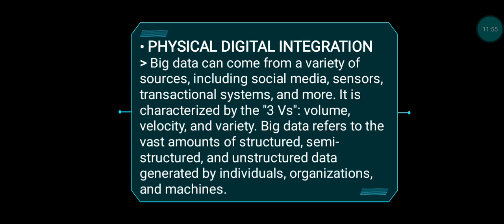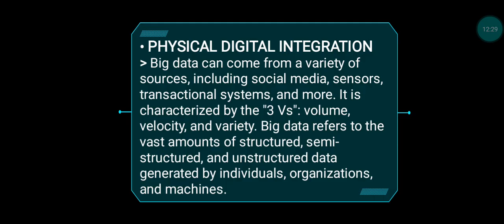We have also the physical digital integration. The big data can come from a variety of sources, including social media, sensors, transactional system, and more. It is characterized by the 3V, which is volume, velocity, and variety. Big data refers to the vast amount of structured, semi-structured, and unstructured data generated by individuals, organizations, and machines.